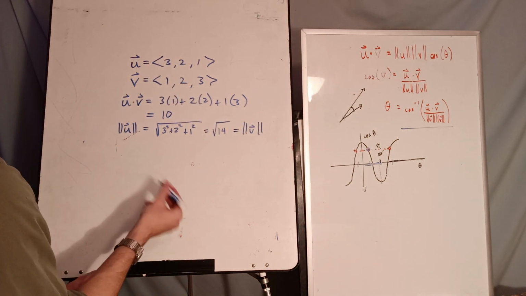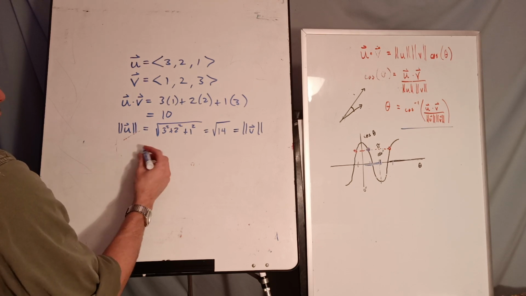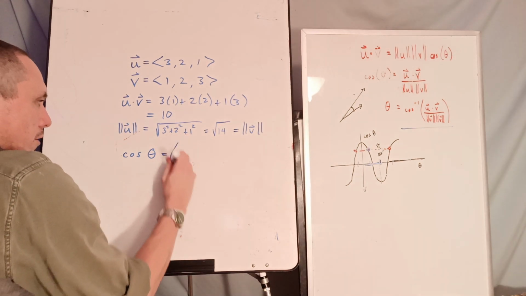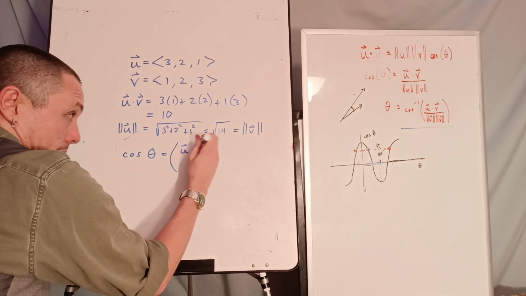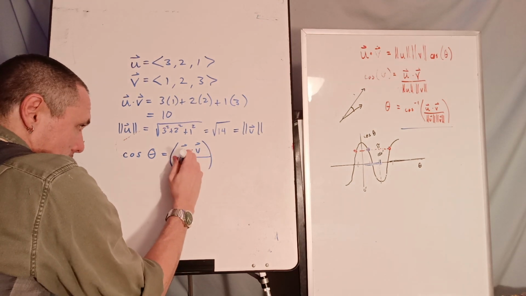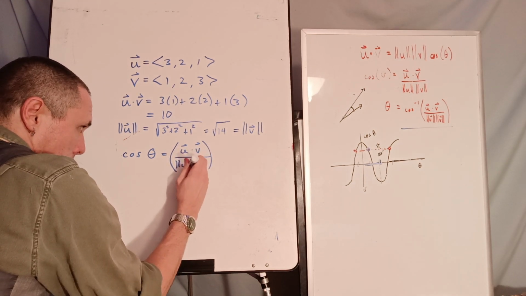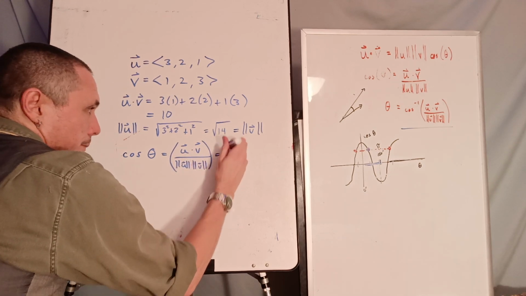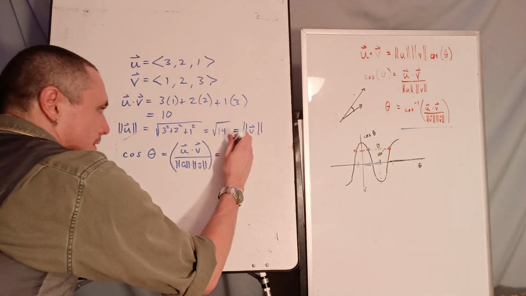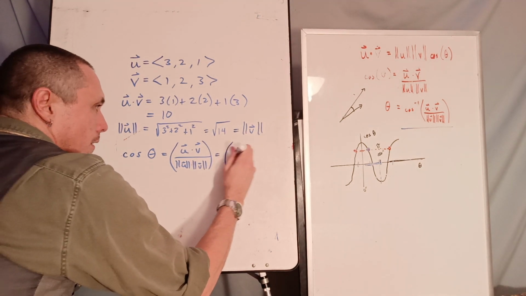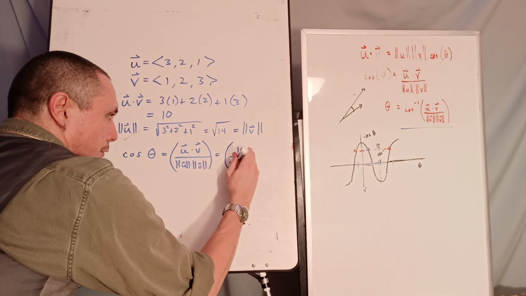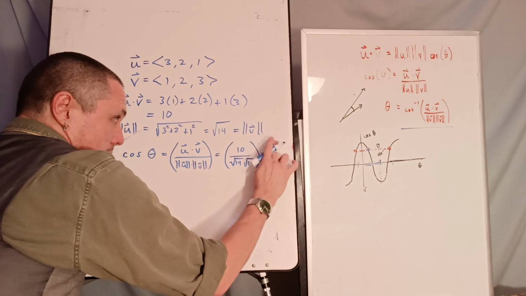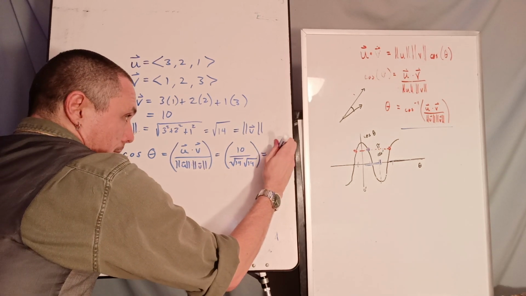Okay, so then what do we have? Well, we know what cosine of theta is going to be. It's going to be their dot product divided by their magnitudes' product. So that's going to be 10 divided by the square root of 14 times the square root of 14. In other words, 10 over 14. So that's 5 over 7.